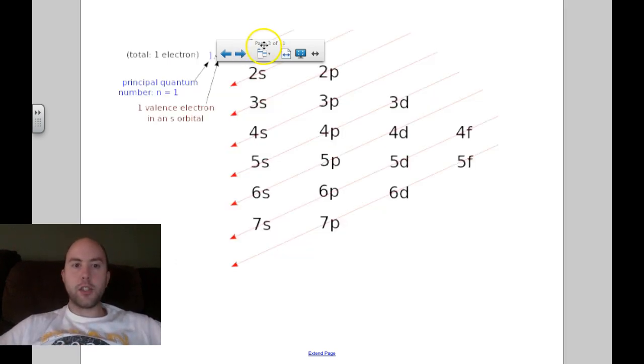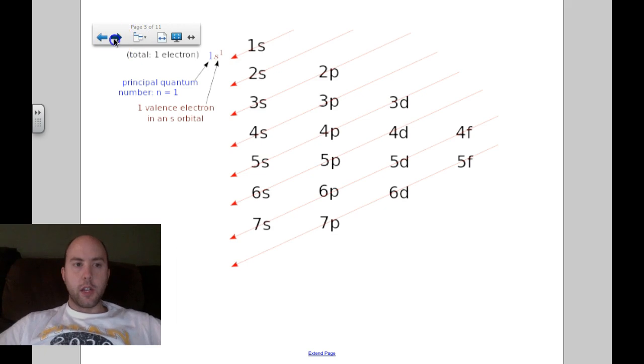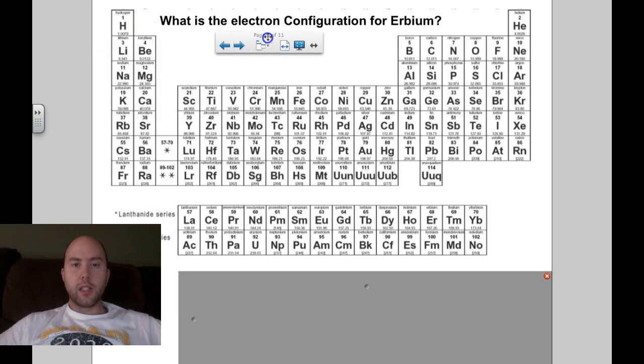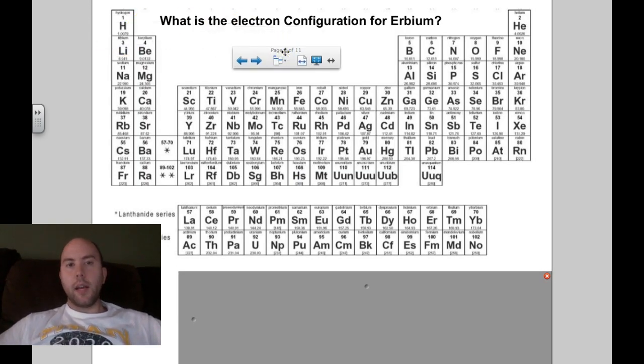But if we go back to this chart, actually, let's just do this real quick. Let's look at an example. What is the electron configuration for erbium? Erbium is Er, it's number 68 right here. Now you'll notice to get to 68, we go through all this part, keep going, keep going, keep going. Okay, now look at right here.